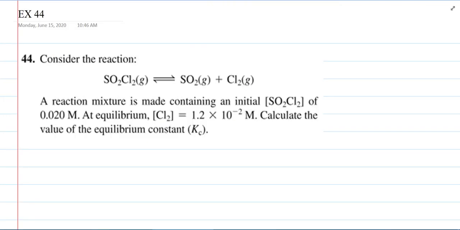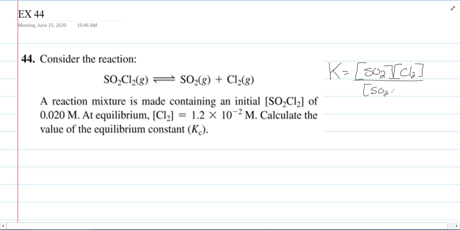Number 44. You have SO2Cl2 again, SO2 and Cl2. Let's talk about K. K is equal to, in this case we've got concentrations, the concentration of SO2 and the concentration of Cl2 all over the concentration of SO2Cl2. So a reaction mixture is made containing initial, new word here, initial concentrations of SO2Cl2 of 0.2 molar. And that's the thing, we can only control the initial amount. We can't control anything else. At equilibrium, so there's a new term, at equilibrium, we have Cl2 at that concentration. Calculate the value of the equilibrium constant Kc.